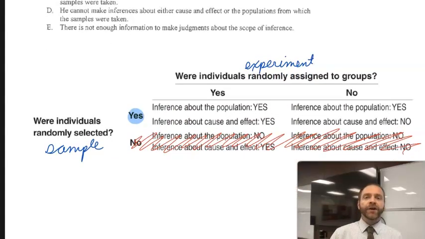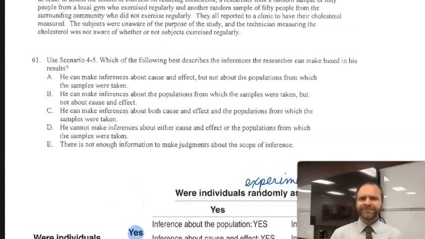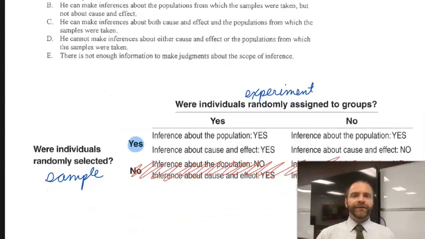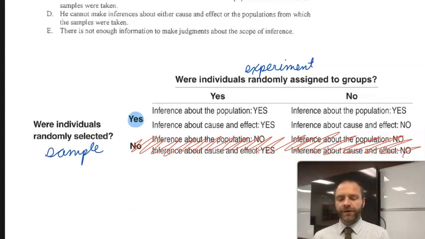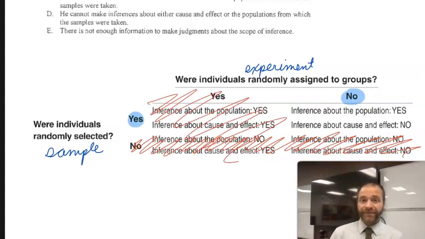Next, I have to ask myself, were they randomly assigned? Now I go back to the prompt, and they weren't randomly assigned. They were just randomly selected. Were they randomly assigned? No, they were not, which means this is not where I'm looking. So here's the deal. I think we can make inference on the population, and I then have to go back and look at what my population is. But I do not think we can do cause and effect because they were not randomly assigned. So now I'm going to go back through and read the answer choices.